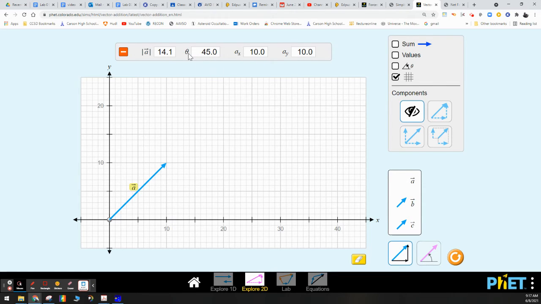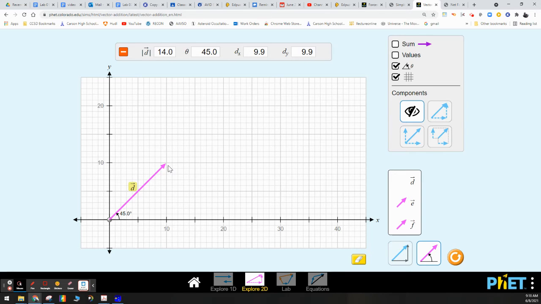And notice the angle here. It says the angle is 45 degrees. That means whenever we do this in physics, our angle will always be measured from the x-axis. Let's do that again. I'll drag this here again and put it right there. I did a little bit better now.